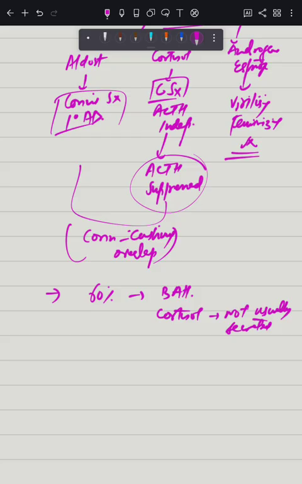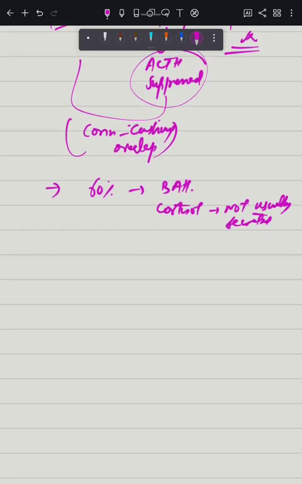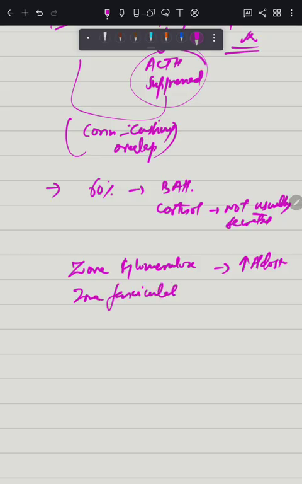For instance, if the cells that are hyperplastic are in the zona glomerulosa, then it will lead to primary aldosteronism because it gives rise to aldosterone. If it is the zona fasciculata, you see C is more here, so that's why cortisol is secreted more. That is why it leads to Cushing's syndrome, where ACTH is very much suppressed.